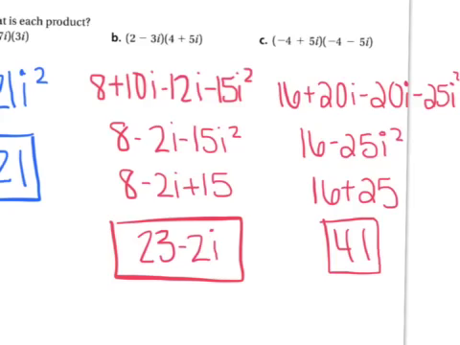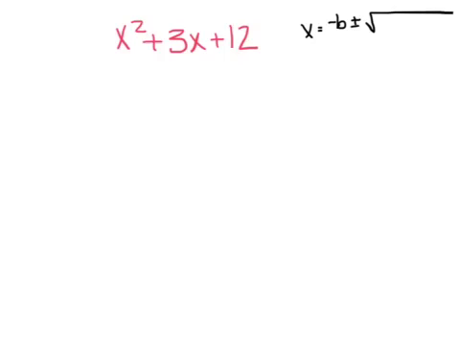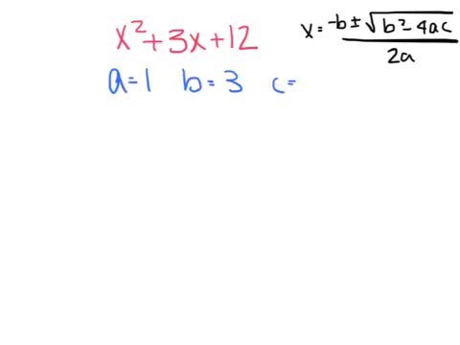So let's do this problem anywhere on your notes. You can just make a new sheet. And we will do x squared plus 3x plus 12. And we're going to solve this using the quadratic formula. So if we go through and we solve this, a is 1, b is 3, and c is 12.